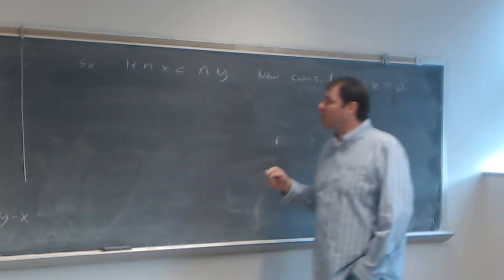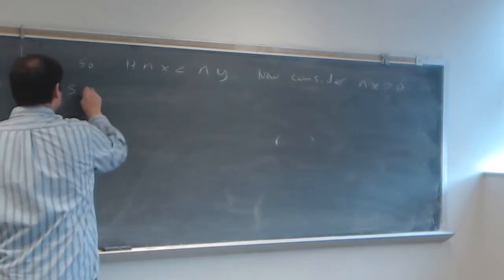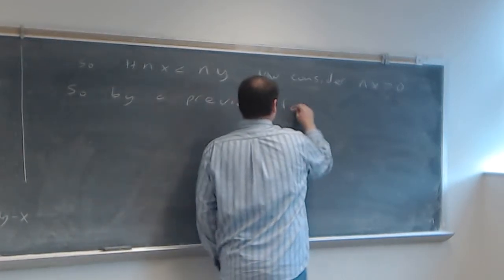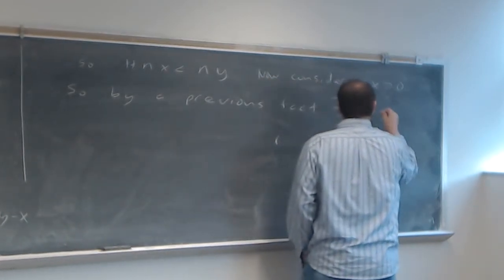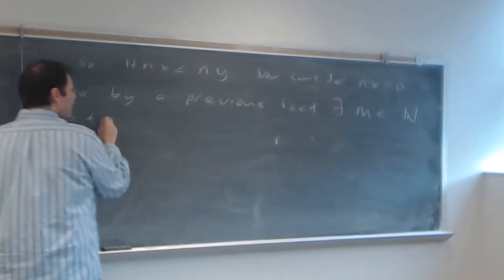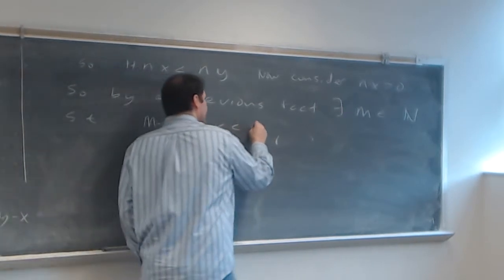Okay, that's right. There was a previous fact that if you give me a positive number, there's some natural number that is just barely bigger than it, such that that natural number minus 1 is less than or equal to the given positive number. So by a previous fact, which I wrote down on the board today, there exists an m, an element of the natural numbers, such that m minus 1 is less than or equal to nx, which is less than m.